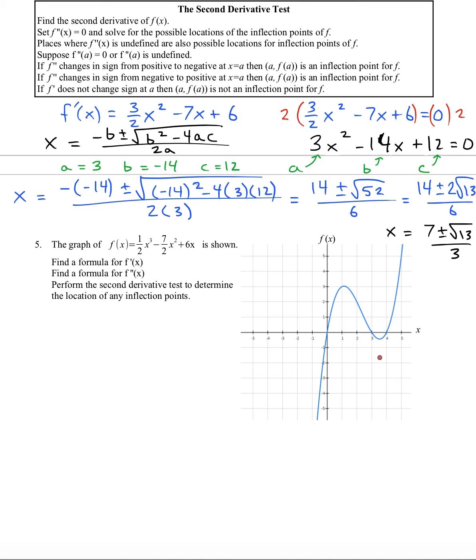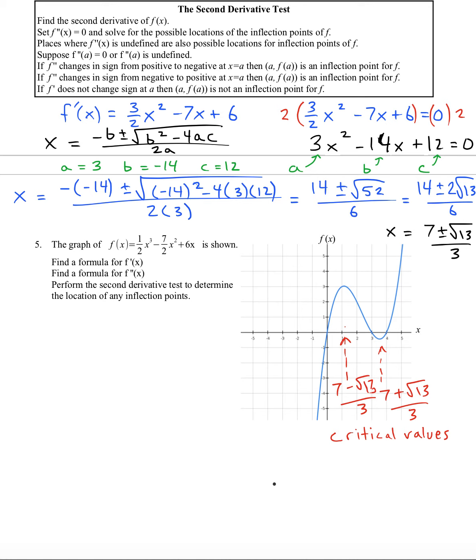So those are going to be our critical values there. There's one right here. That's 7 plus radical 13 over 3. And we have another critical value right here. 7 minus radical 13 over 3. They are our critical values. And now we want to do the first derivative test to show that they are extreme values as well.